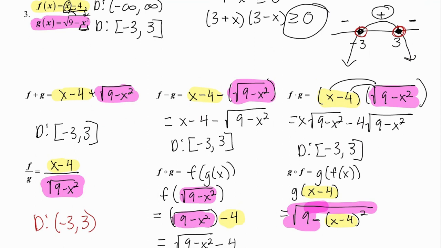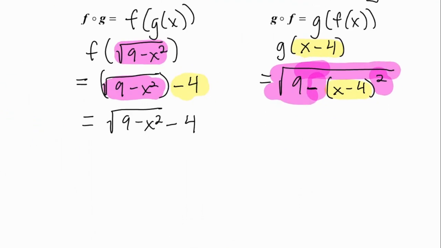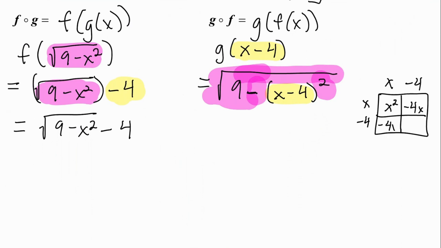Again, if you are looking at this and you're like, oh my god, we're going to have to do the box again, you're totally correct. We are going to have to do the box again. So we're going to do the box for that x minus 4 squared. So that's going to be x minus 4 times x minus 4. So x times x is x squared, x times -4 is -4x, x times -4 is -4x, and -4 times -4 is 16. So this is going to give us a square root of 9 minus parentheses.